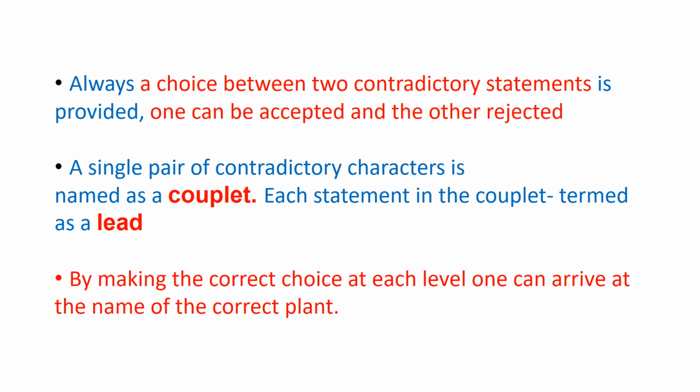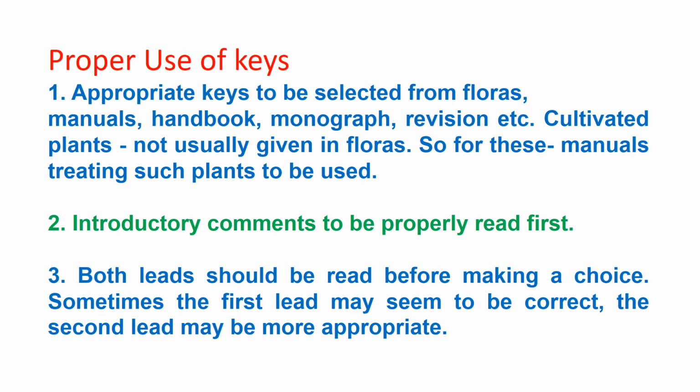In that, a single pair of contradictory characters is named a couplet, and each statement in the couplet is termed a lead. By making the correct choice at each level, one can arrive at the name of the correct plant. Let us see how it can be done. How to use the keys.